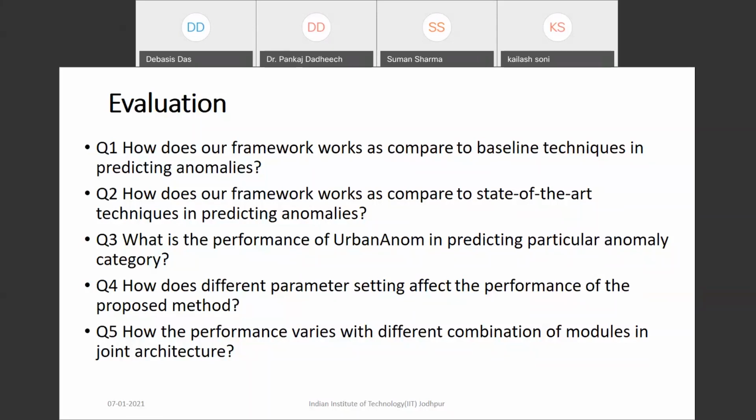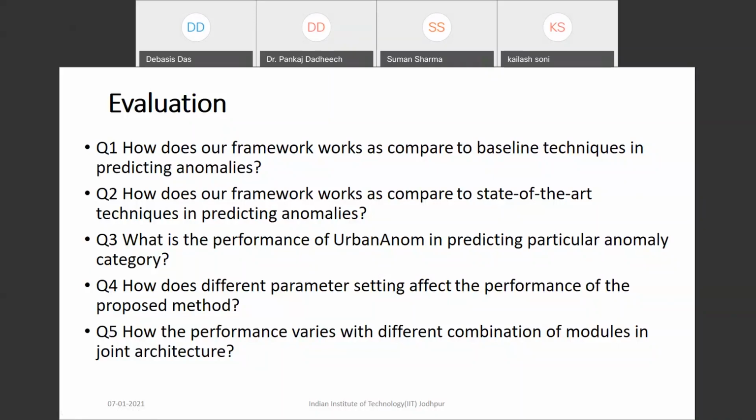Because the code is available for their data set, you only change the data set and include the new urban anomaly data set, then you can execute it and easily check the accuracy level or F measure, as well as precision and recall. Now the question is how you identify the state of the art techniques. This is the difficult job, the state of the art technique for anomaly prediction.